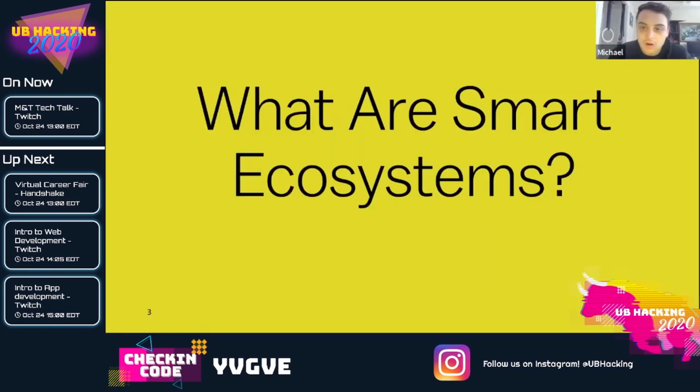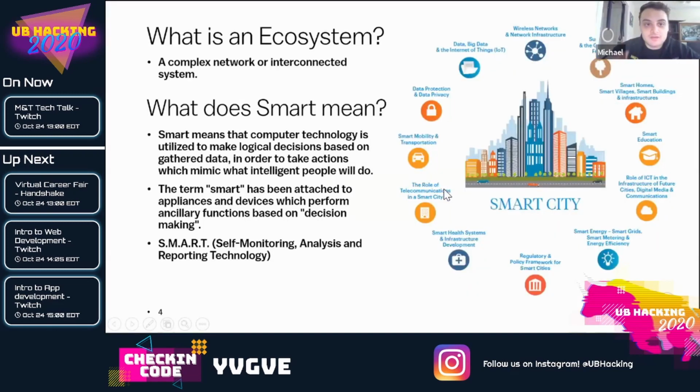So what are smart ecosystems? I like to break up this word into 2 different words. Ecosystem, a complex network or interconnected system. An ecosystem can be anything from your computer to a city, to a nation, to your car. It's just a system that you can break up into parts.